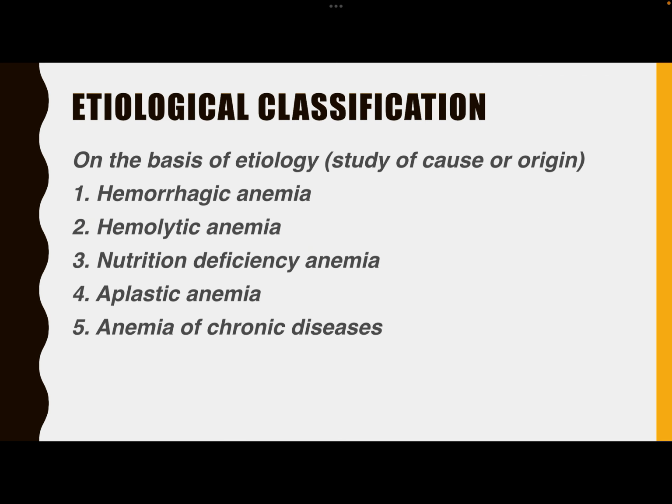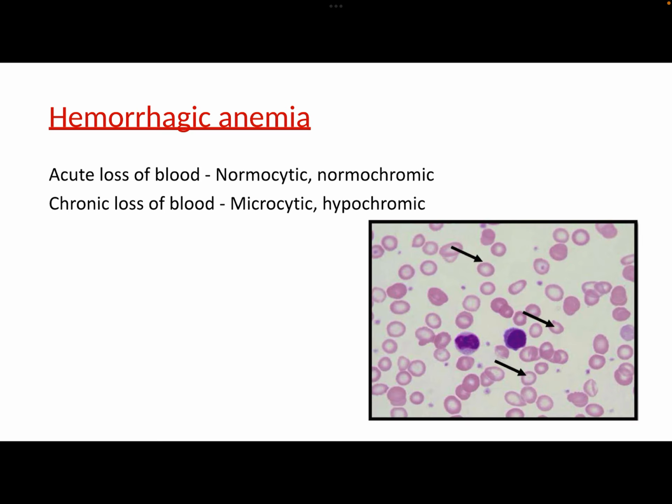Coming to the etiological classification, that is the study of the cause or origin of the anemia. It is classified into hemorrhagic anemia, hemolytic anemia, nutrition deficiency anemia, aplastic anemia, and anemia of chronic diseases. Hemorrhagic anemia is due to chronic or acute blood loss. The RBCs are normocytic and normochromic, and if the person undergoes chronic blood loss or prolonged bleeding, that will cause microcytic hypochromic anemias that we can see in the picture.